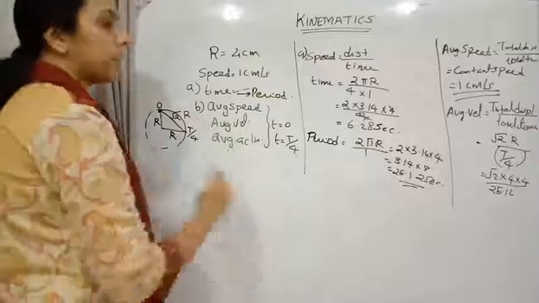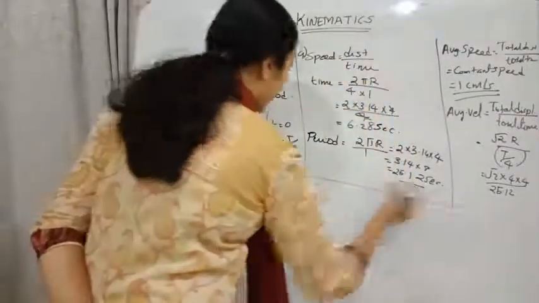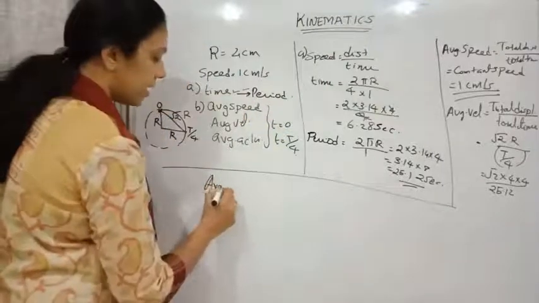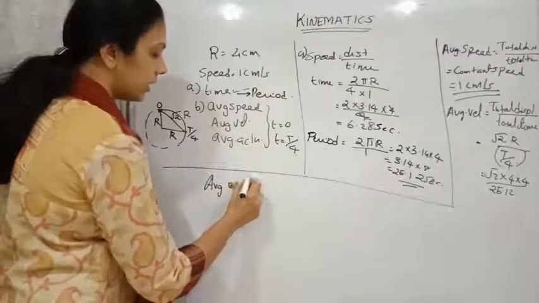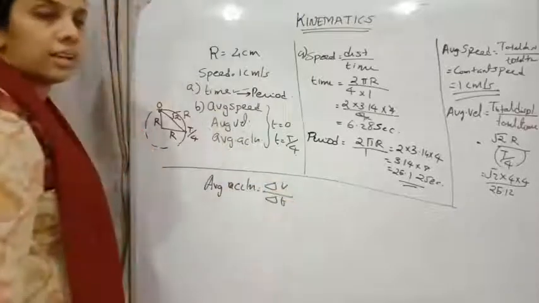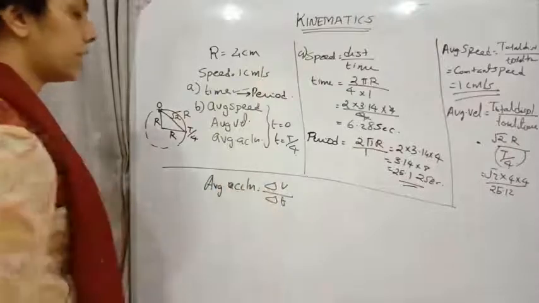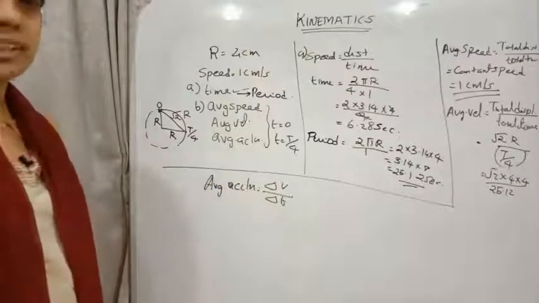Then average acceleration. How will we find out the average acceleration? The average acceleration formula is change in velocity divided by time, delta V divided by delta T. Last class we learned this, right? Average acceleration is change in velocity divided by time. How will we find out the change in velocity?